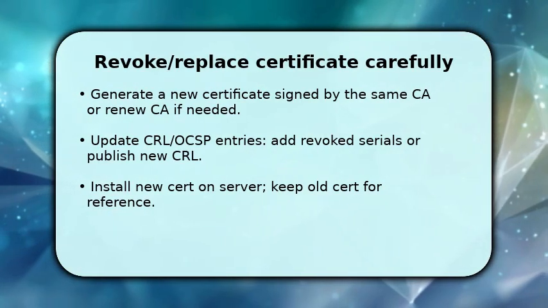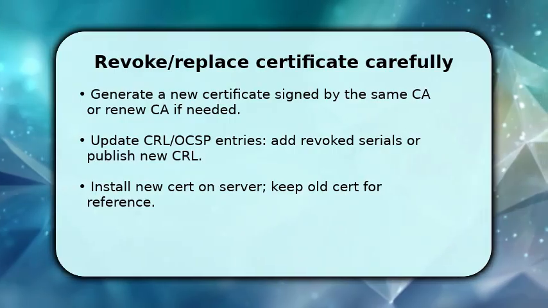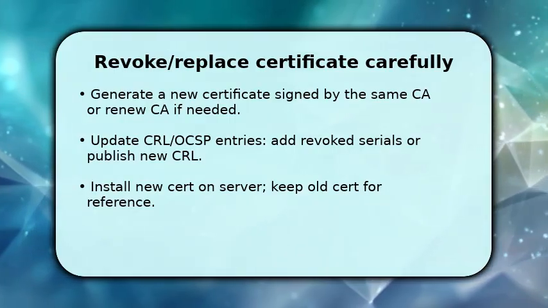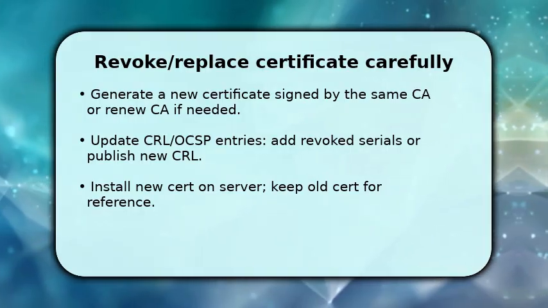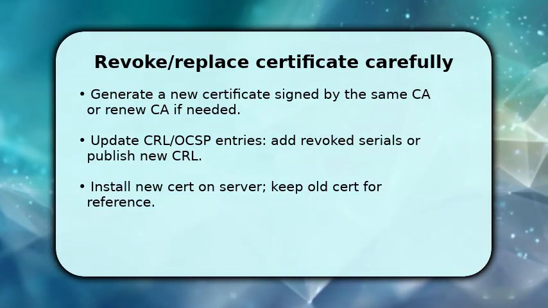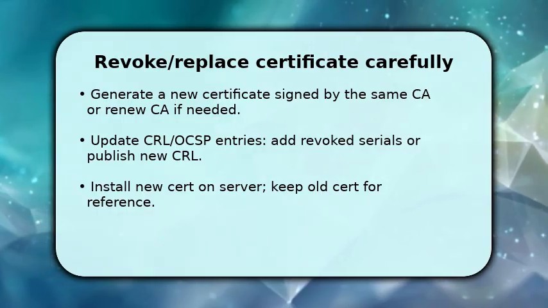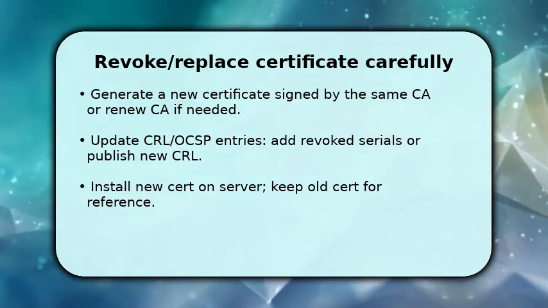Generate and sign a replacement certificate using the original CA or perform a clean renewal if the CA is compromised. This maintains trust chains. Then update the CRL by adding the revoked serial or publish a fresh CRL and confirm OCSP responder reflects the change.